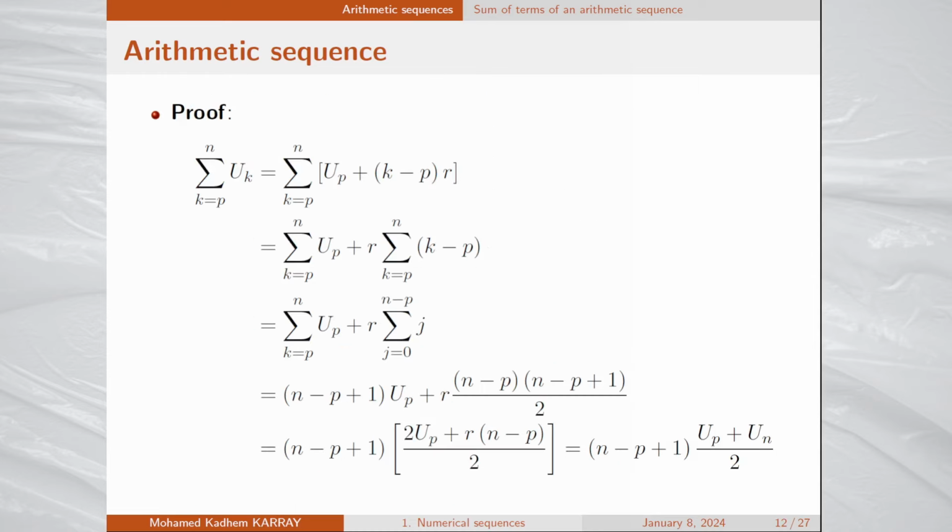The proof of this formula is given here. I will not give all the details to prove that the sum of the terms of an arithmetic sequence is given by this last formula. You may pause the video or get the PDF of the course from my website, and you can check that these steps are good and we get the desired formula.